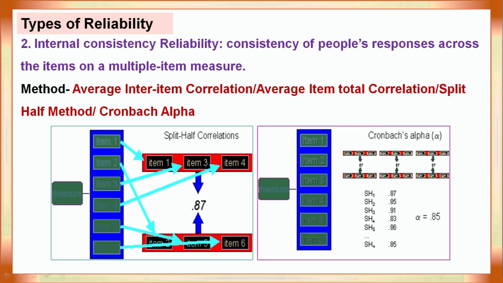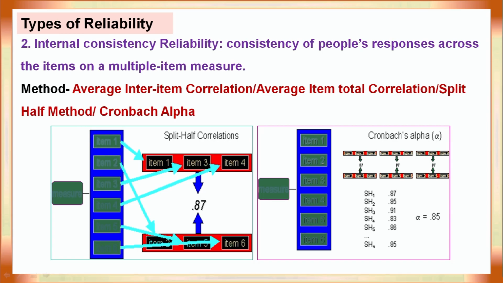So that all the items are measuring the same construct. That means if you make two separate halves of the whole test, they will also have a similar or high correlation in response pattern. That means the response pattern of the respondent in the two halves of the same test will be similar. That method we call the split half method.